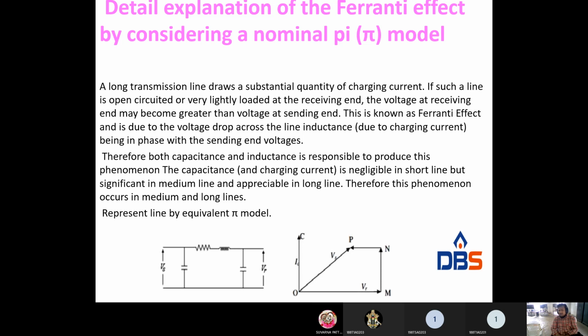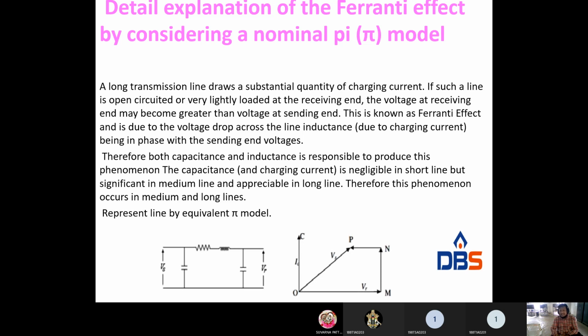Next, what is charging current? Capacitive current is also known as charging current. Because of capacitive current, the receiving end voltage is greater than the sending end voltage. Because of capacitive current, load current is reduced. Whenever load current is reduced, transmission line losses are reduced, efficiency increases, power factor increases, regulation is very, very good, right? All these are advantages of charging current.